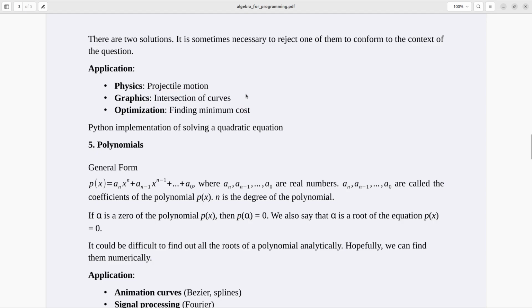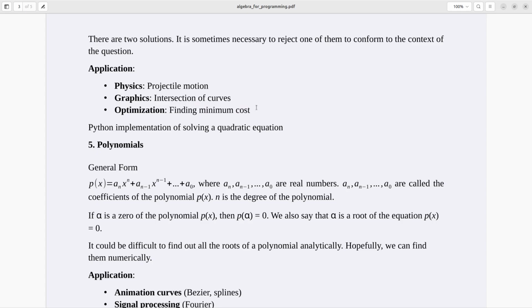So we may have some curves in quadratic format, and we are able to do the solution by solving the quadratic equation directly. We can also solve the optimization problem by using quadratic equations. For example, we can use the solution of the quadratic equation to help us find the minimum cost of a project.